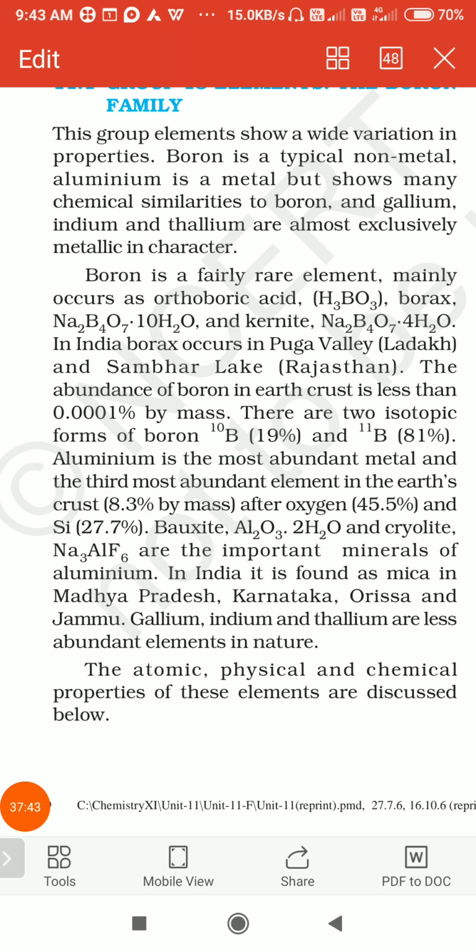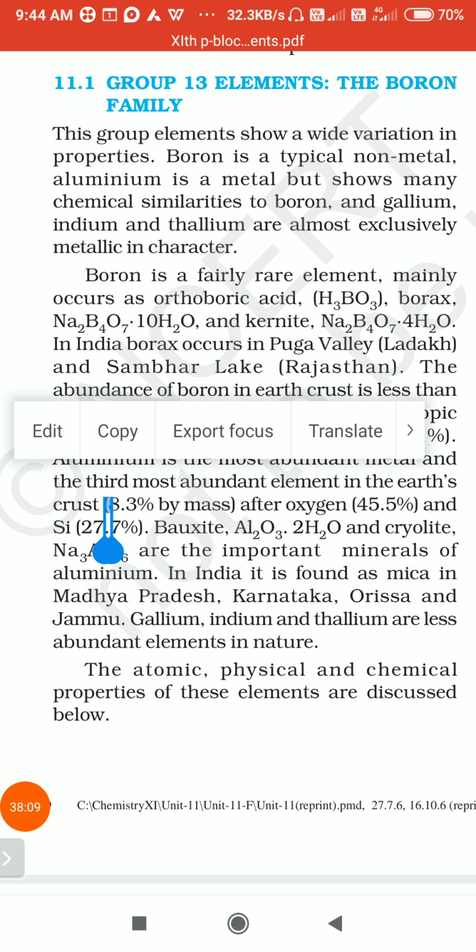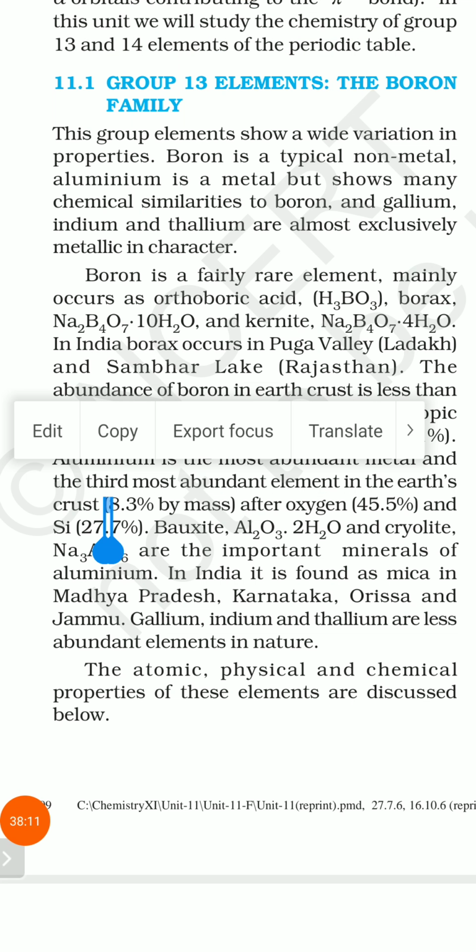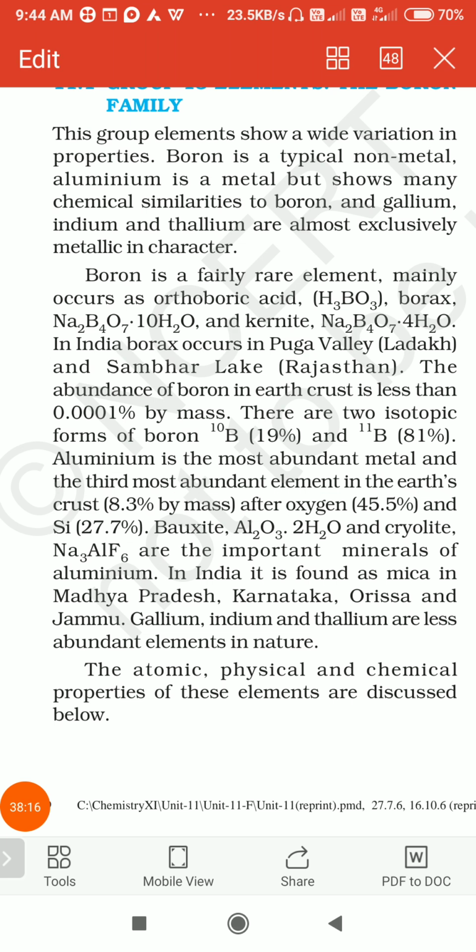After oxygen, 45.5 percentage is available. Next, silicon, 27.7 percentage is available there. Right. So aluminium, oxygen, silicon. What is the composition? Aluminium composition is 8.3 percentage. After oxygen, 45.5 percentage is available. And next silicon, 27.7 percentage is available.